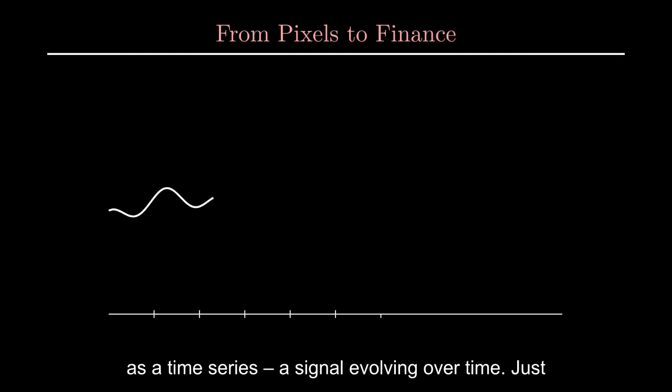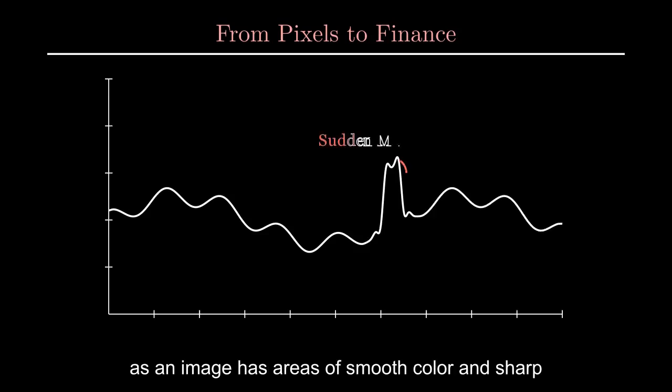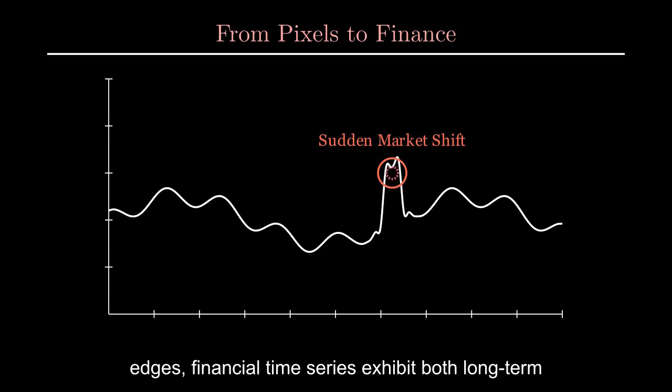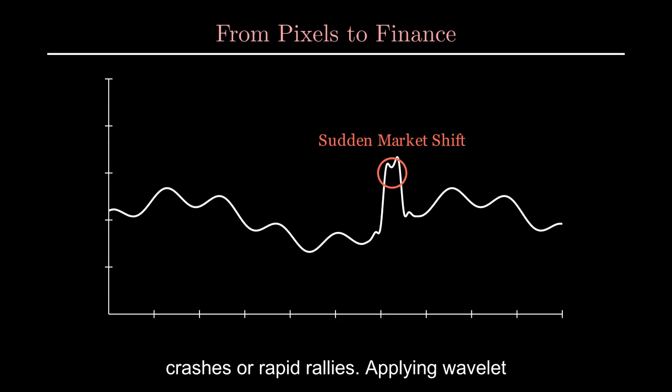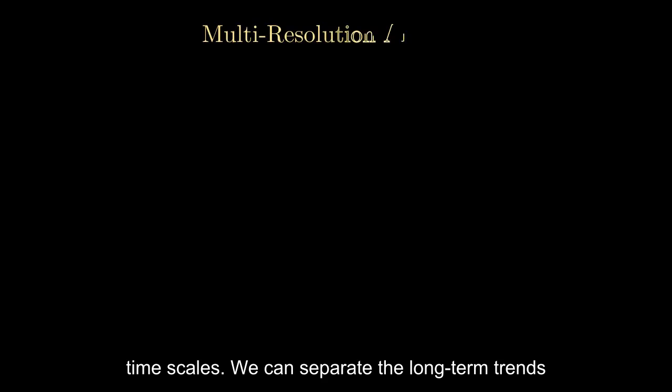Now, how does this relate to financial risk? Financial data, like stock prices or currency exchange rates, can be thought of as a time series, a signal evolving over time. Just as an image has areas of smooth color and sharp edges, financial time series exhibit both long-term trends and sudden, sharp fluctuations, like market crashes or rapid rallies. Applying wavelet transforms to financial data allows analysts to decompose these complex time series into different time scales. We can separate the long-term trends from the short-term noise and sudden events.